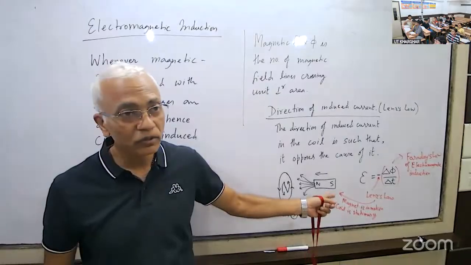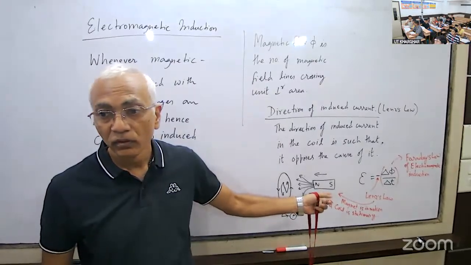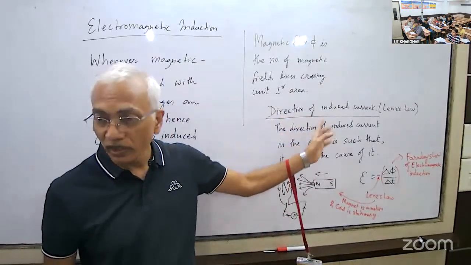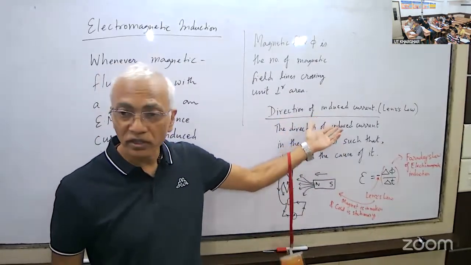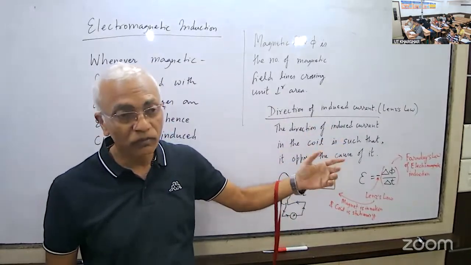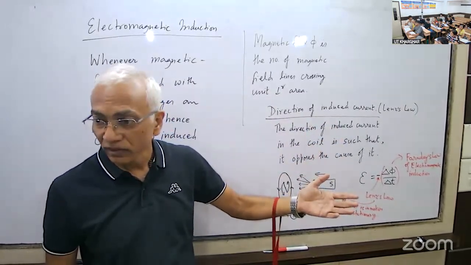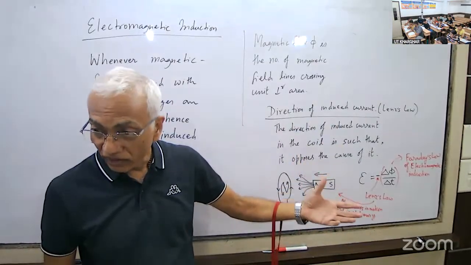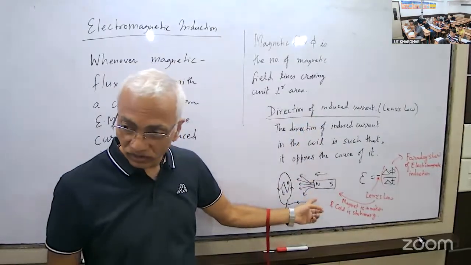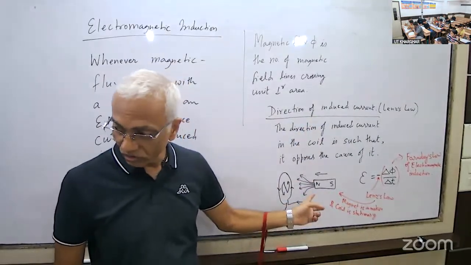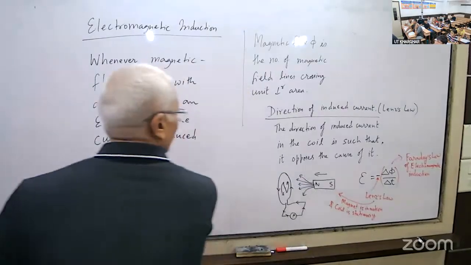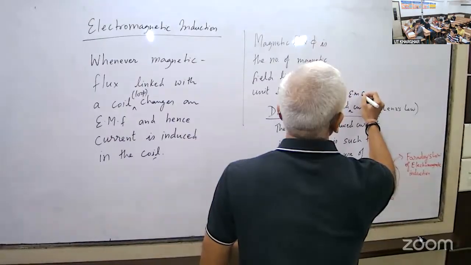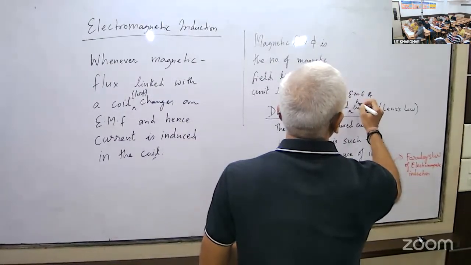What does Lenz's law give you? Direction of the induced current, and it is also the direction of the induced EMF. Meaning, what follows what? EMF or current follows EMF? Current follows EMF. So first EMF will be generated and then current will follow. Understood? So it is the direction of induced EMF and hence current.